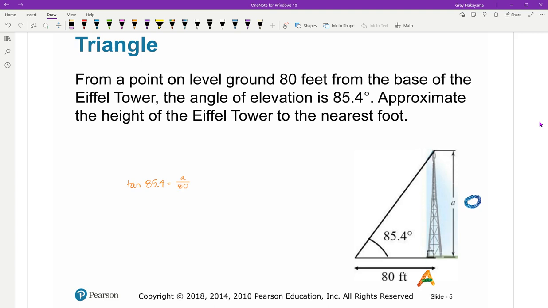This time my variable's on top, so I can just multiply those two together, and I get that A is 994.31, which rounded to the nearest foot is 994 feet.